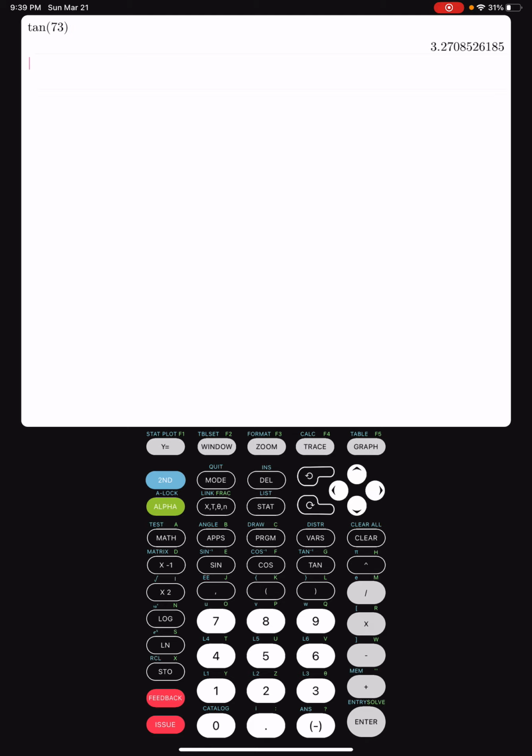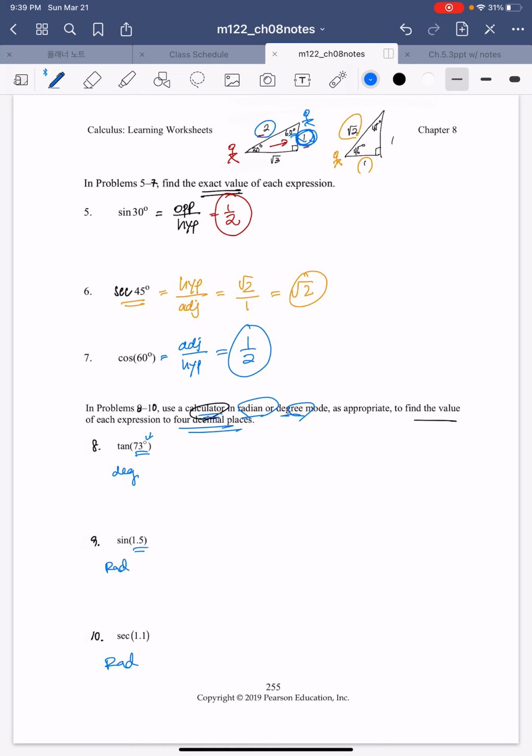The final answer is 3 point. They want you to round it to the 4th decimal place, so 3.2709 will be my final answer. Right over here, 3.2709. Okay. Now the next one, sine of 1.5, radian mode.